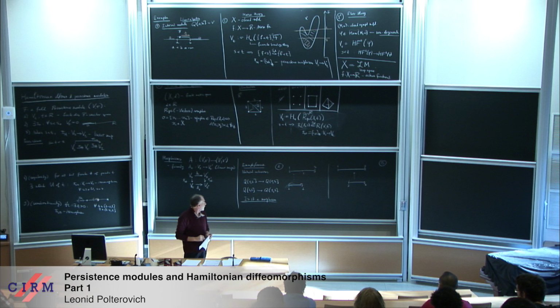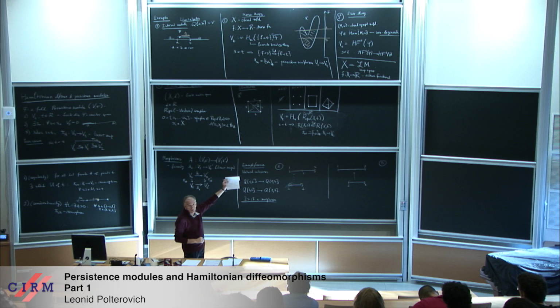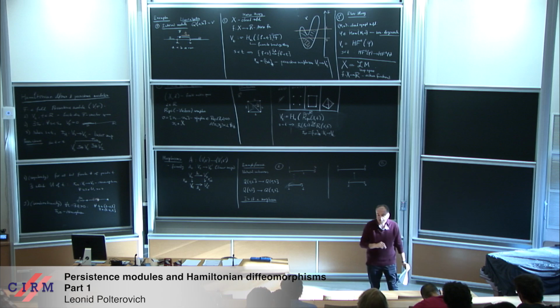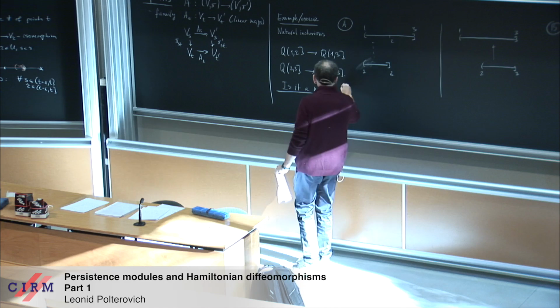Q is just a letter. It stands for nothing, for interval module. Interval module Q of AB, maybe you are right that F of AB would be better notation, but I'm used to this. Okay, so that's a question.